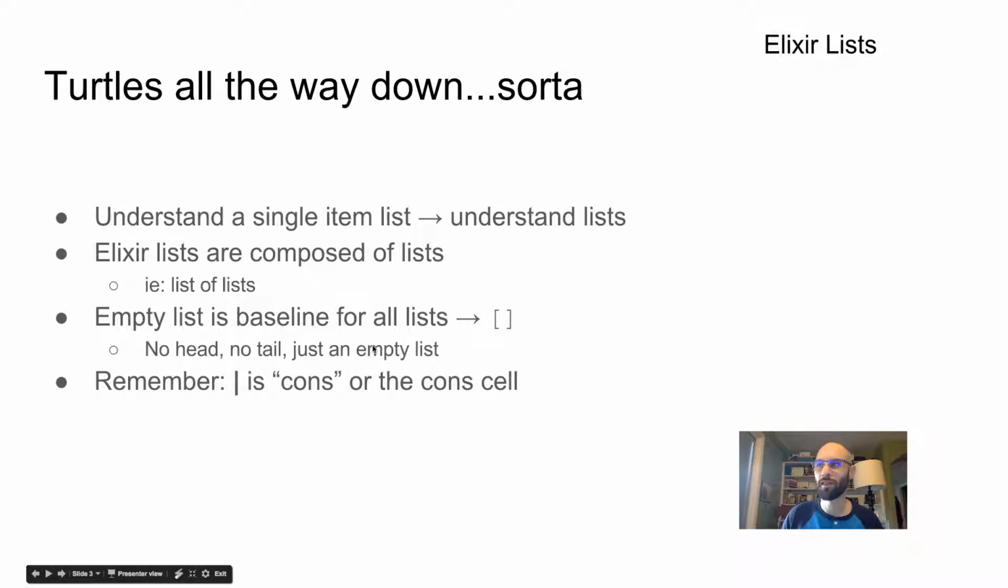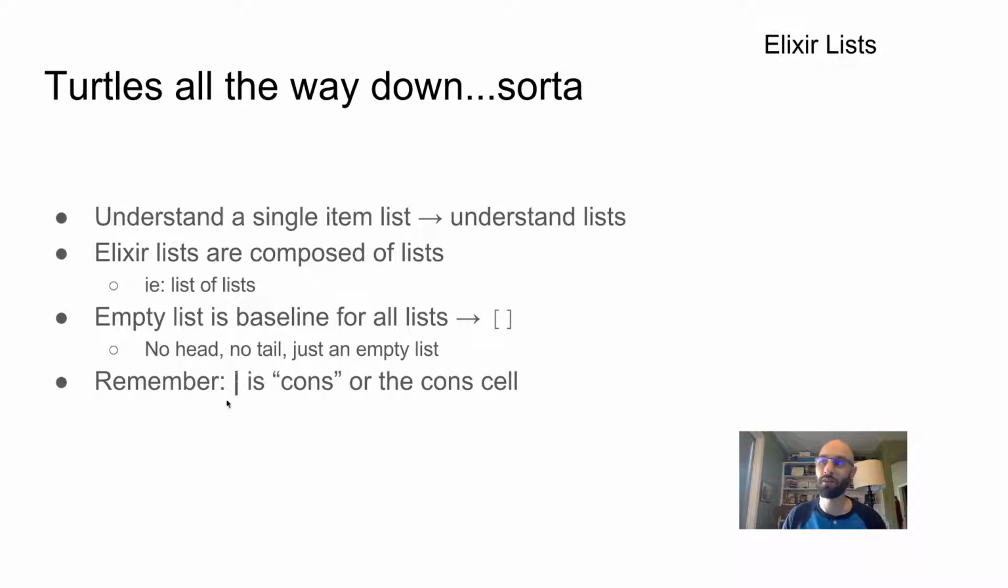The empty list is the baseline for all other lists, and that's right here denoted by the open square bracket, closed square bracket. That is an empty list. An empty list in Elixir has no head, no tail. The only property it has is that it's an empty list. In fact, you cannot even run most list functions on an empty list. You will get an error. And you'll learn how to filter for those later on, and it won't be a problem at all.